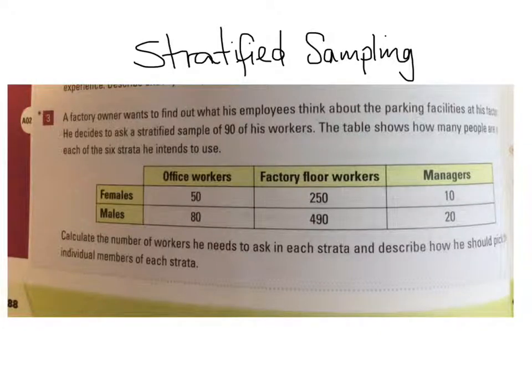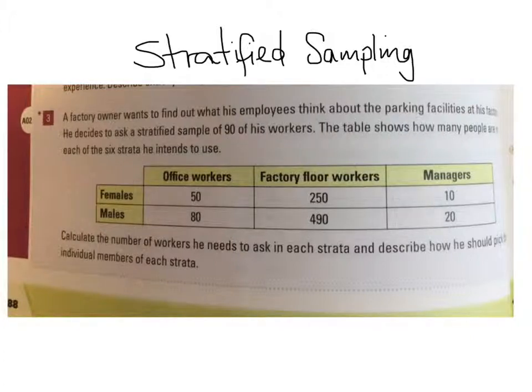All right, let's have a quick chat about stratified sampling in statistics. Here I've got a two-way table. It's talking about a factory owner who wants to find out what his employees think about parking facilities in the factory. So he decides to ask for a stratified sample of 90 workers.